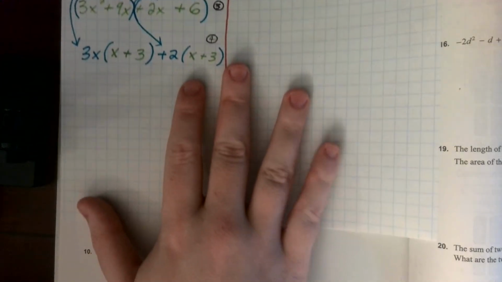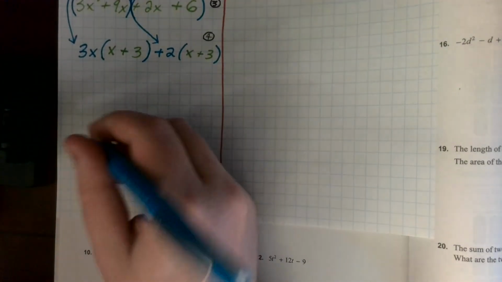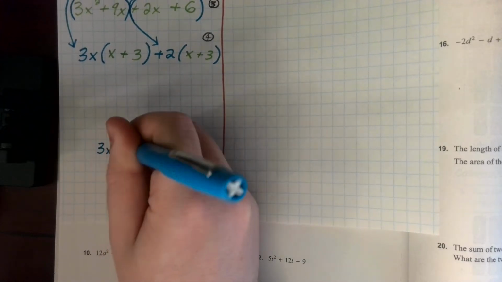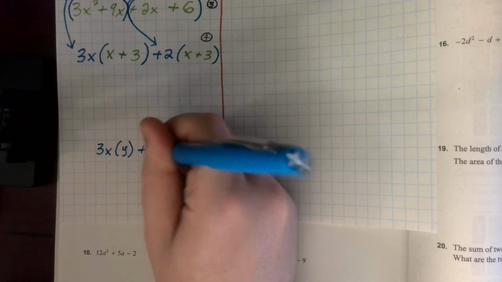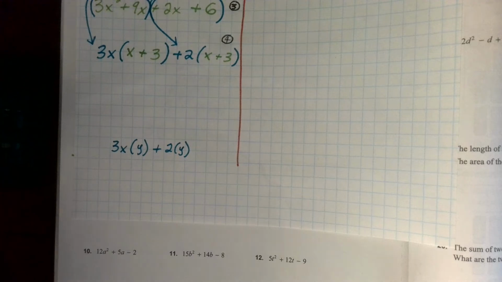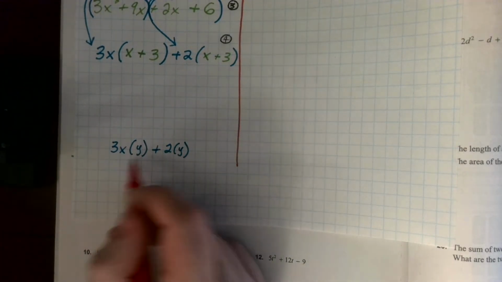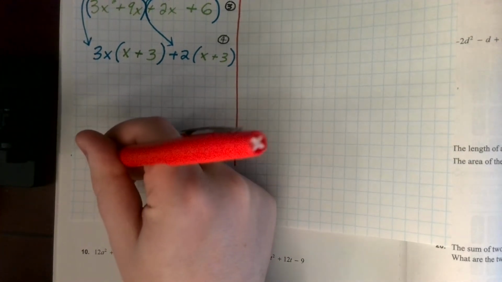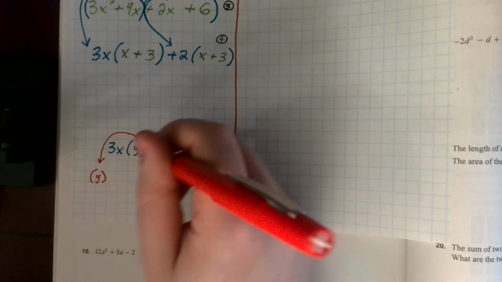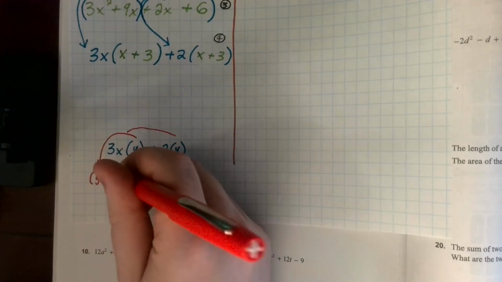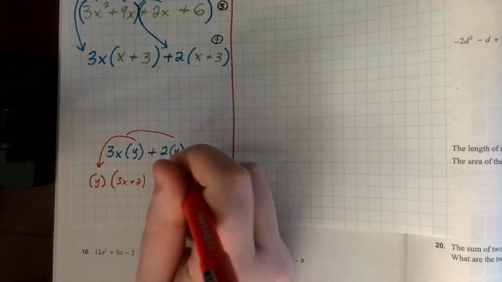But let me explain something to you all real quick, something that we already kind of know. Let's say we had 3x times y plus 2 times y. We know from factoring by the greatest common factor that if there's something in common, we can pull it out. What's in common between these two? Both of these have a y in parentheses, so we would pull out our y in parentheses from both terms, and the rest we would put into parentheses, 3x plus 2.